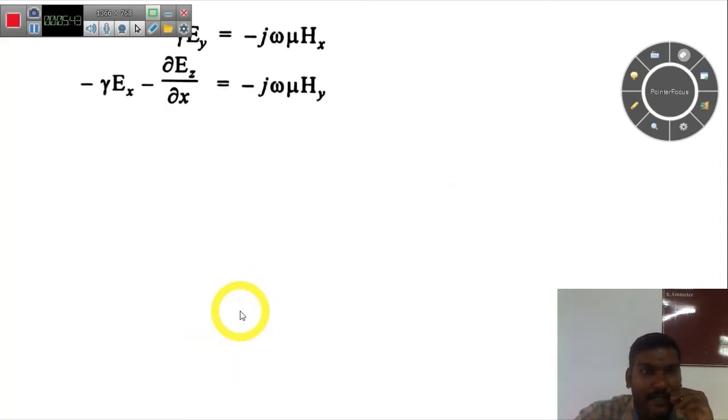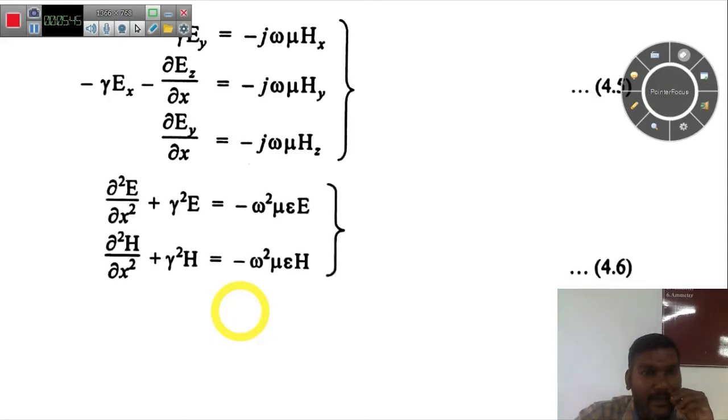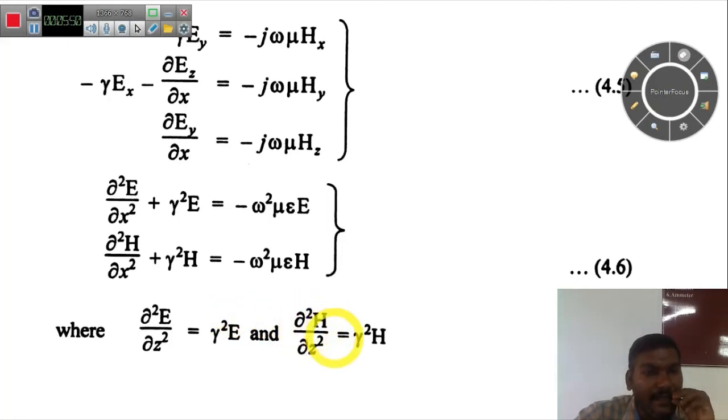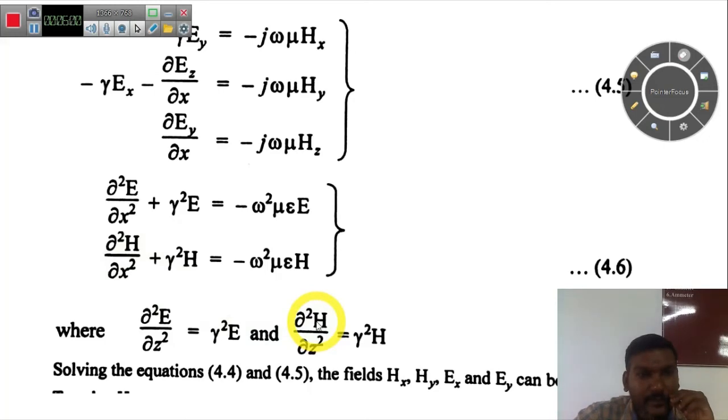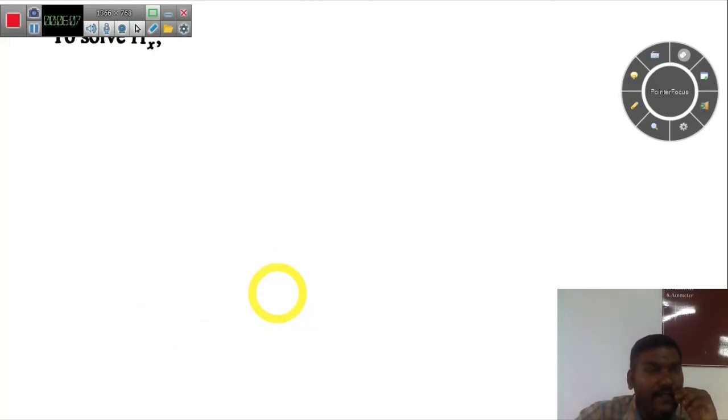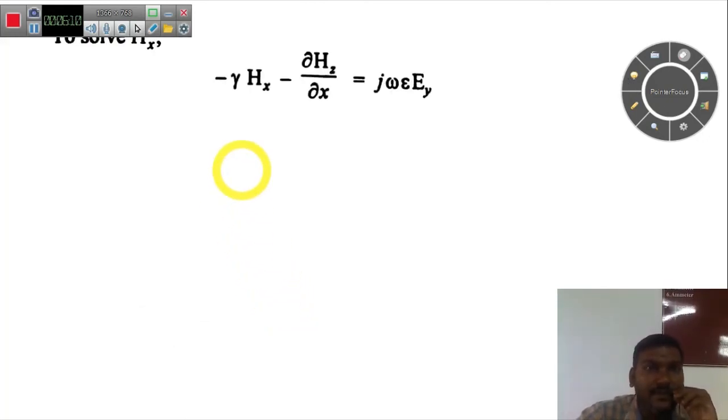Similarly for the remaining three equations, and similarly for the wave equations also. So these are the sets of equations we have, and already we know in these equations dou square E by dou x square is equal to gamma square E, and dou square H by dou x square is equal to gamma square H. And from these equations we are going to find out the Hx, Hy, Ex, Ey values. First you have to find out the value of Hx. So consider this equation, minus gamma into Hx minus dou Hz by dou x is equal to j omega epsilon Ey. Do the simplification, just rearrange the equation.